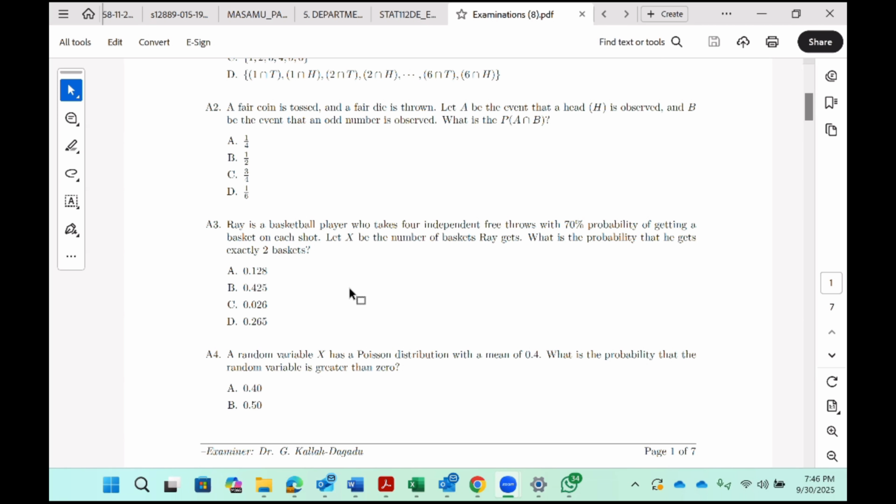Ray is a basketball player who takes 4 independent free throws with 70% probability of getting a basket on each shot. Let X be the number of baskets Ray gets. What is the probability that he gets exactly 2 baskets?